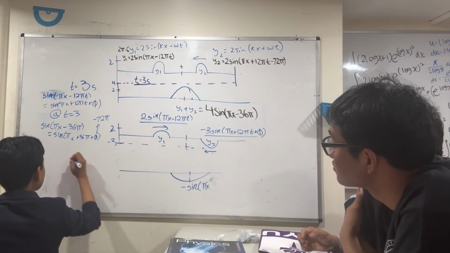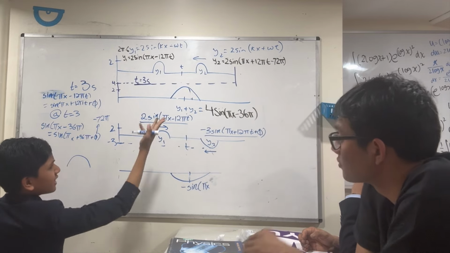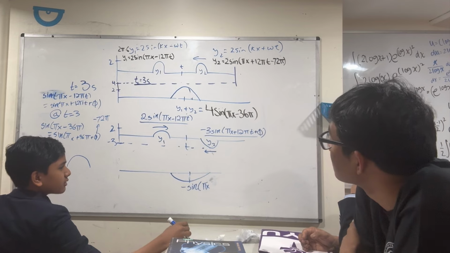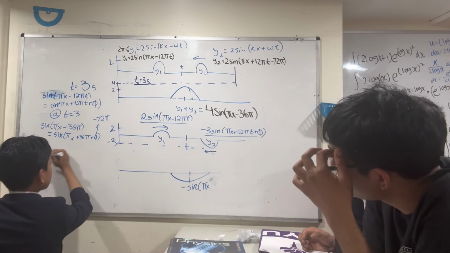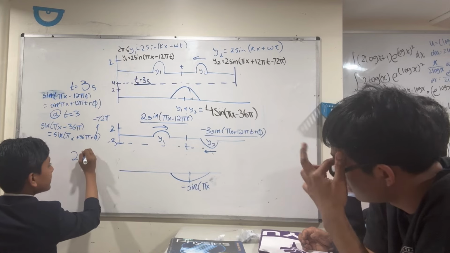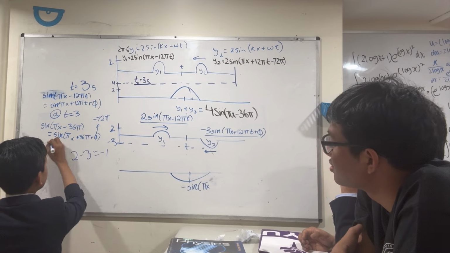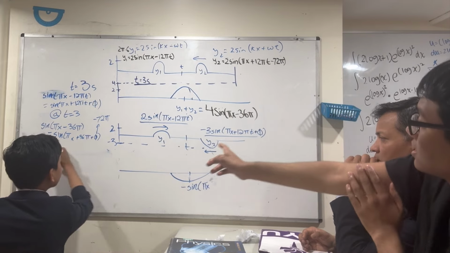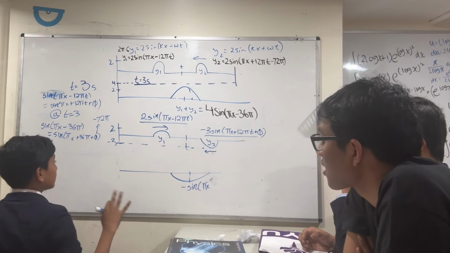Okay, so how did you add them together? You should know. You have to add y1 plus y2. And you have to plug in 3. Equals -1. Yeah, I plugged in 3. Okay, do it nicely. Wait, 1 second. All right, just chill.